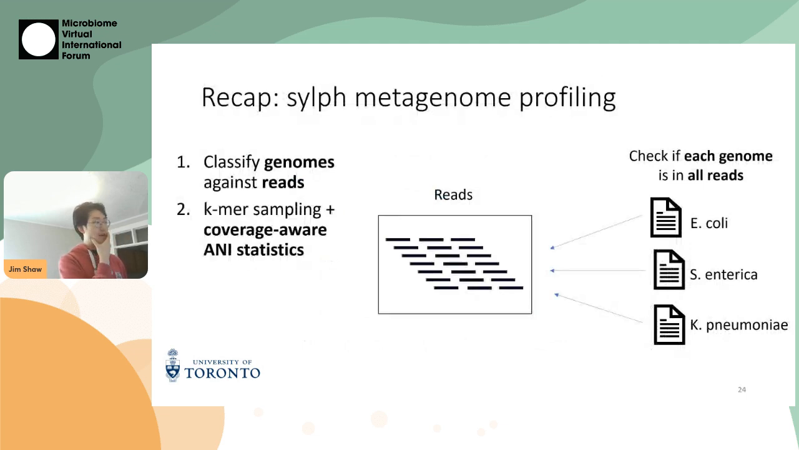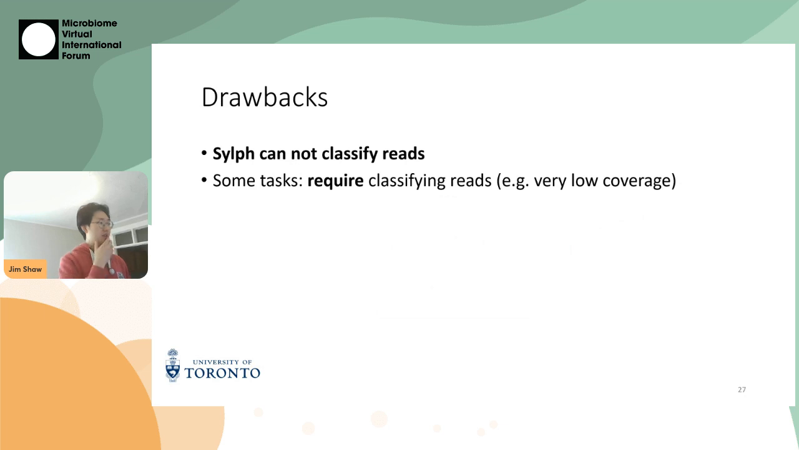Sylph is a new metagenomic profiler. What it does is it classifies genomes against reads using k-mers and some statistics. And it's really, really fast and efficient. But there are drawbacks. You cannot classify reads using sylph. For some tasks, if you only have one read, for example, you need to run something like Kraken. Sylph really requires a little bit higher coverage than something like that.